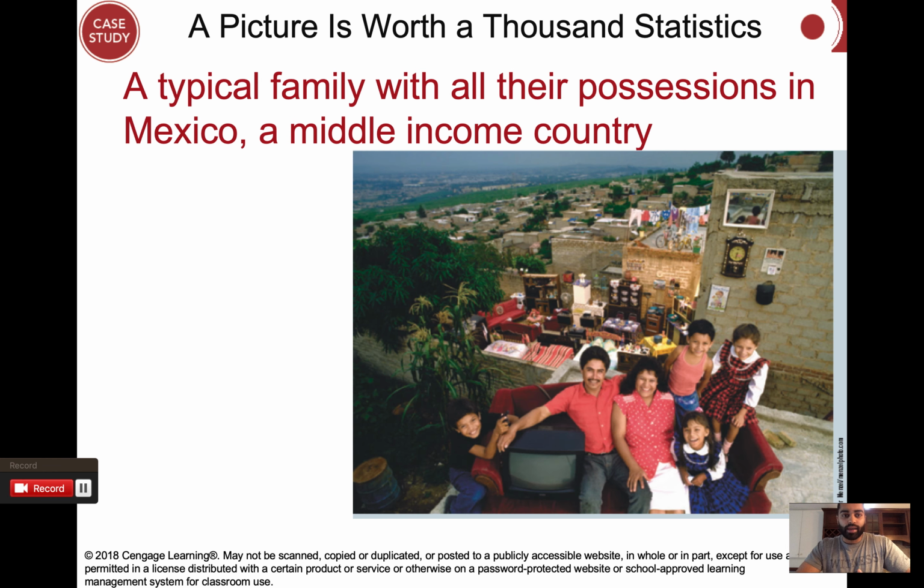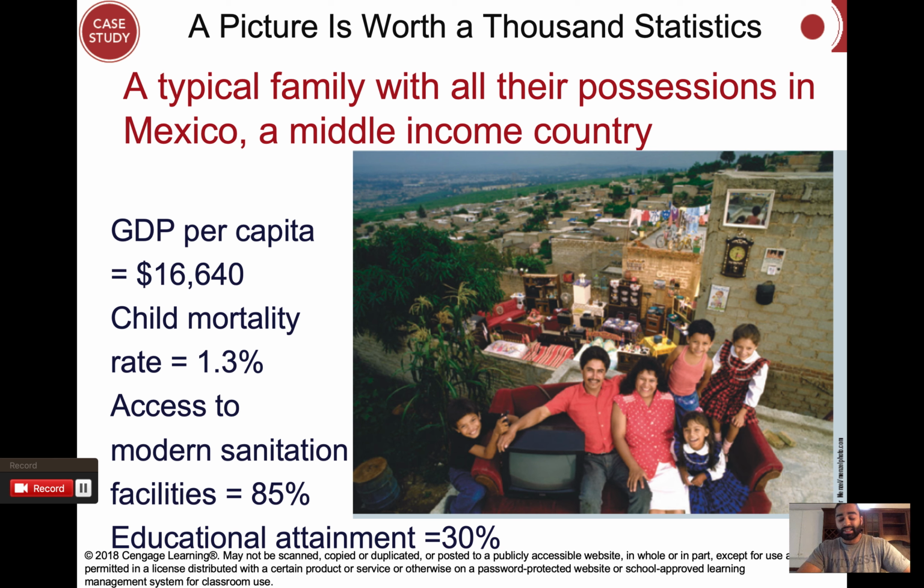Now, we're going to look at Mexico. This is a middle income country. Their GDP per capita is 16,000, a little bit less than half for Mexico compared to the UK. Child mortality rate is a bit higher, at 1.3%, saying that a little bit more children pass away before the age of 5. This could be due to healthcare infrastructure and lack of resources. Access to modern sanitation facilities is 85%.